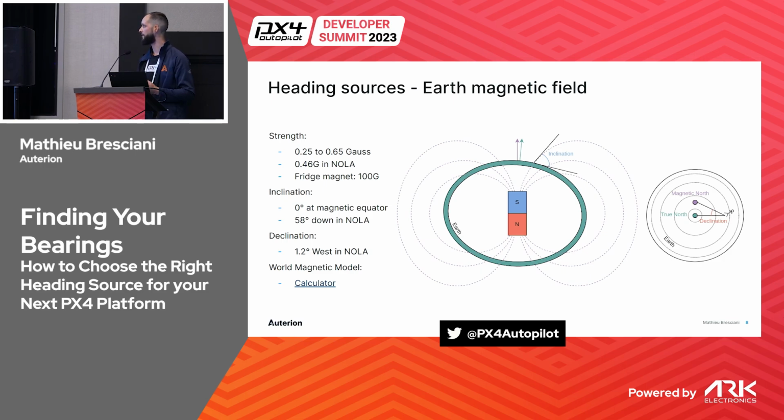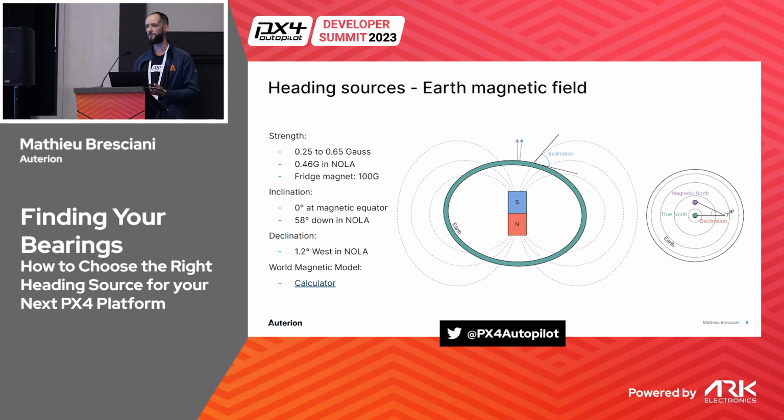Also, there is an inclination component, so the Earth magnetic field is not parallel to the curvature of the Earth. The more you go north, the more it will actually point down into the Earth. So you only have the Earth magnetic field parallel close to the equator. And for example, here in New Orleans, it's 58 degrees downwards from the horizontal. So it's actually quite tilted down here.